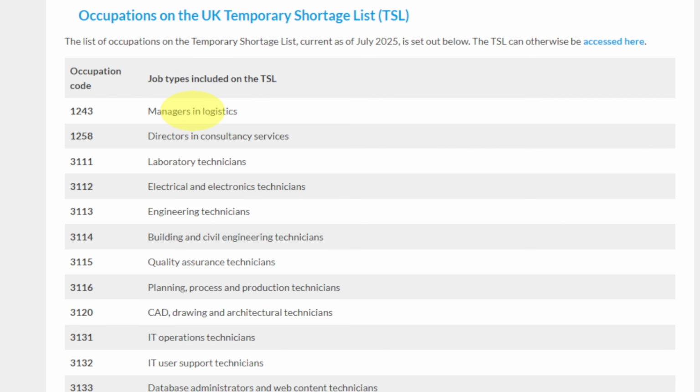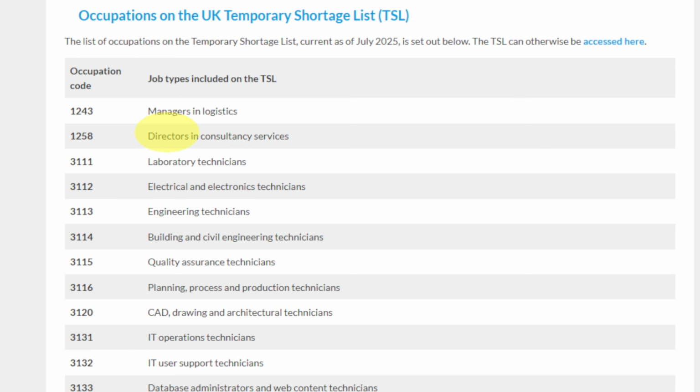So the first one is manager in logistics. You can come to the UK and work as a manager in logistics if you have done college, or you don't hold a bachelor's degree. You can still come in this and in all the following job titles, which I will discuss.